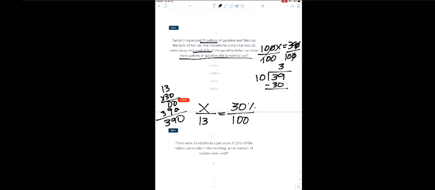9 minus 0 is 9. I can't have something left over, so I'm going to add a decimal and bring down the 0. 10 goes into 90 9 times. And there we go. My answer is 3.9 gallons.